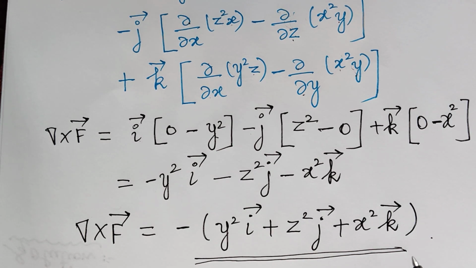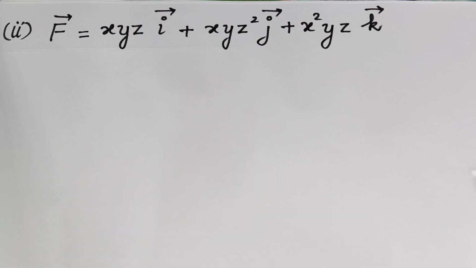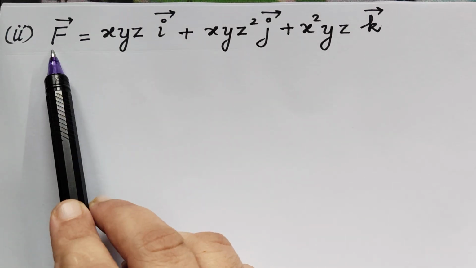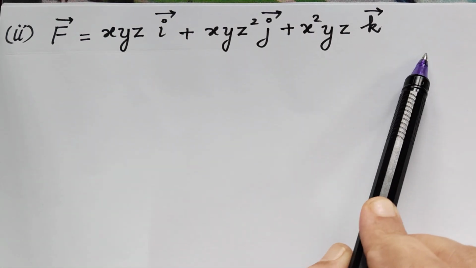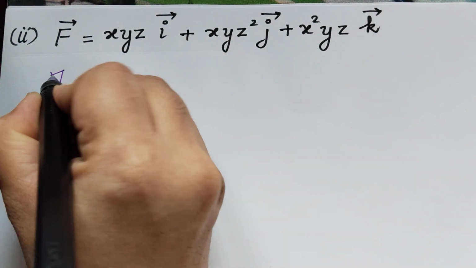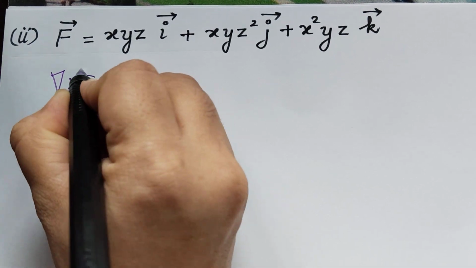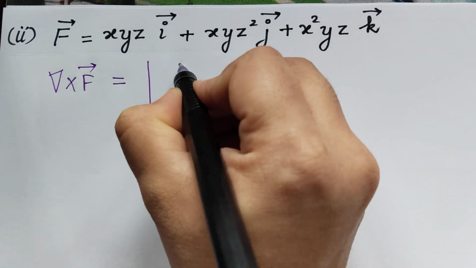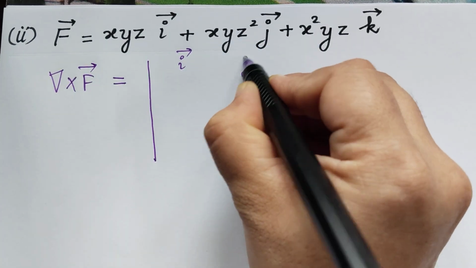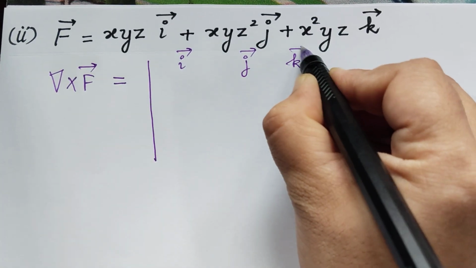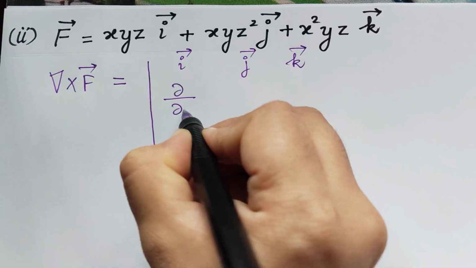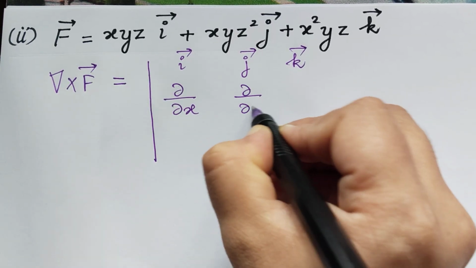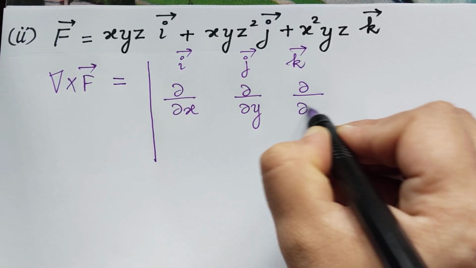So we will do another sub-division to understand this concept better. Now let us find the curl of the given vector point function F vector, which is given here. So we have to find curl. So ∇ × F vector will be equal to the determinant of, first we should write i vector, j vector and k vector, and then ∂/∂x, ∂/∂y, and ∂/∂z.